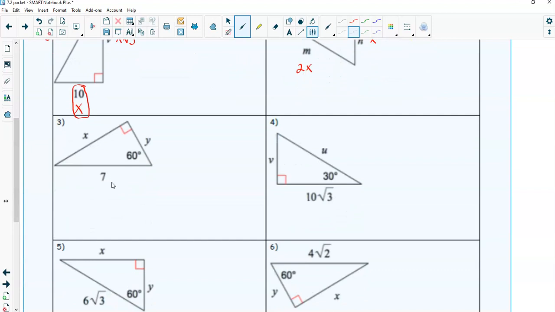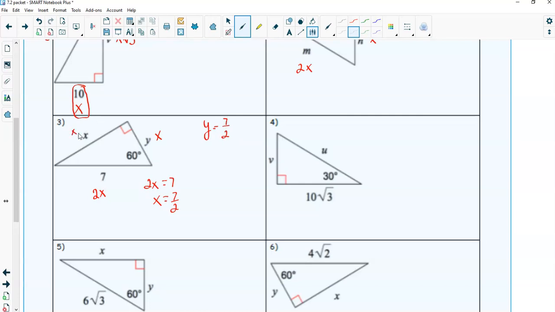Here's number 3. They gave me the hypotenuse. Remember, the hypotenuse is 2x. I'm looking for the short leg. Remember, the short leg is x. So y is whatever x is. So if you notice, 2x is 7, which means x equals 7 halves. So the short leg is 7 halves, and to go to the long leg, just multiply that times the square root of 3.